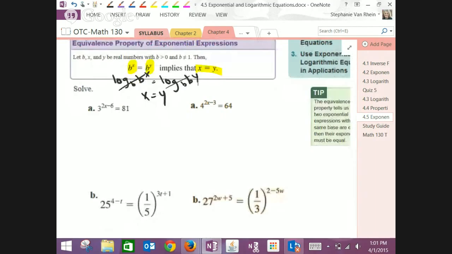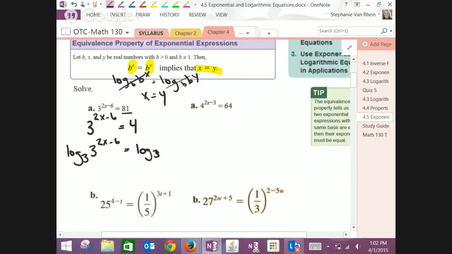The first example, I could know that 3 to the 2x minus 6 would equal 81, but what's 81 in base 3? 4, right? Another way to see that is you could take log base 3 of 3 to the 2x minus 6 equals log base 3 of 81. And you can plug that in your calculator. You can plug in ln of 81 divided by ln of 3, right? That change of base formula we learned last time.